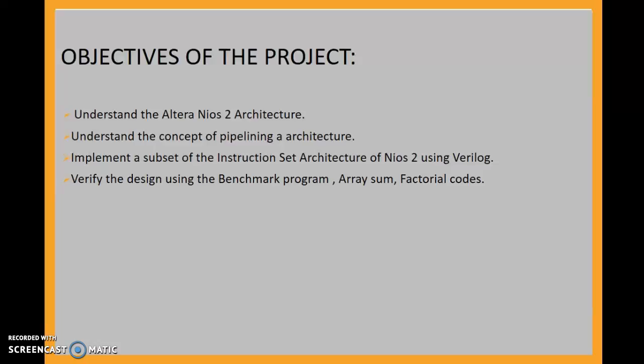So what are the objectives of this project? The objective is to understand the Altera Nios 2 architecture and understand the concept of pipelining, why we pipeline architecture, and implement a subset of the instruction set architecture of the Nios 2 processor using Verilog, and verify the Verilog code using three different programs. One is a benchmark dot product program, the other one is the array sum program, and a factorial of a number.